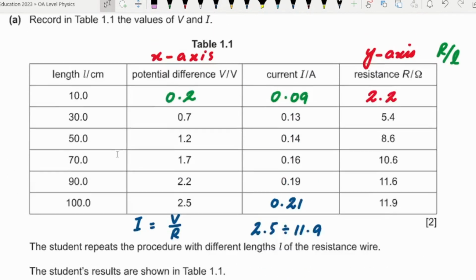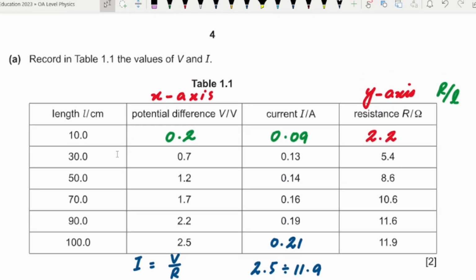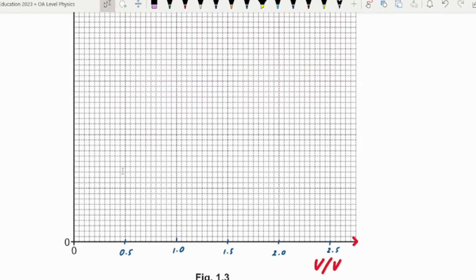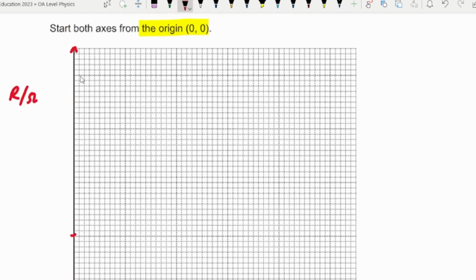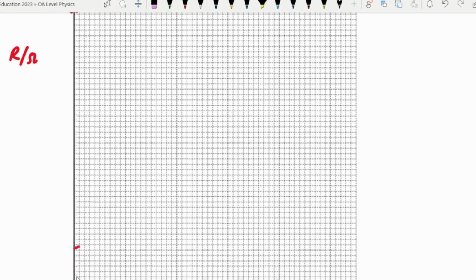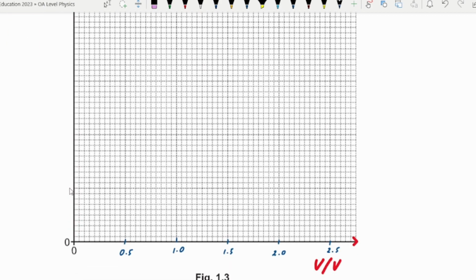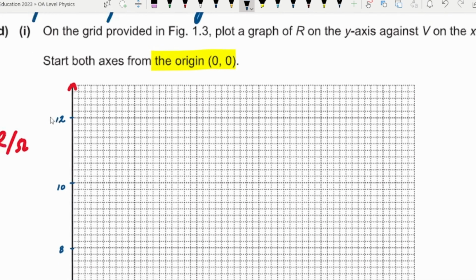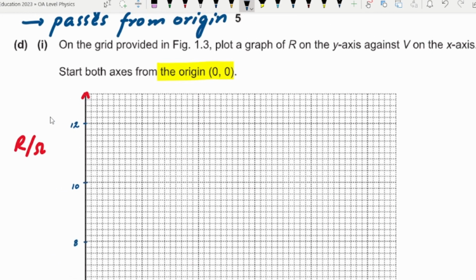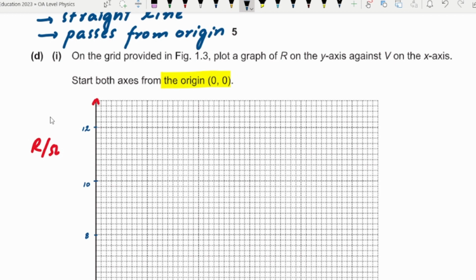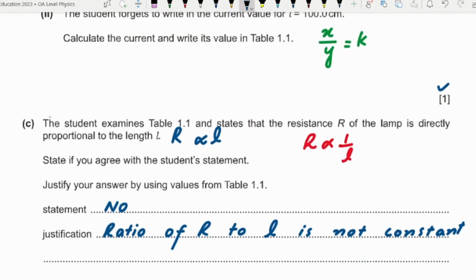Scale the y-axis. On the y-axis, the maximum value is 11.9. Let's call it 12. So what if I do 2, 4, 6? Let me check it out. 2, 4, 6, 8, 10, 12. Yeah, we'll be pretty much good with it if we write 2 after 10 small blocks. Okay, so you have scaled the axis, and scaling the axis is the most tricky part. Once you are done with scaling the axis, you get the second mark from this 4-mark question.